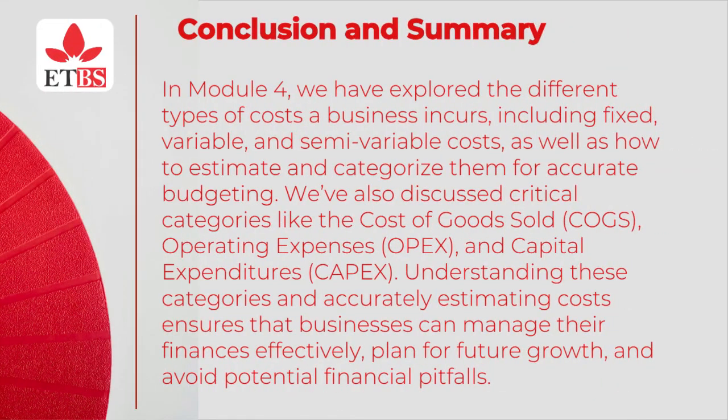In Module 4, we have explored the different types of costs a business incurs, including fixed, variable, and semi-variable costs, as well as how to estimate and categorize them for accurate budgeting. We've also discussed critical categories like the cost of goods sold, COGS, operating expenses, OPEX, and capital expenditures, CAPEX.